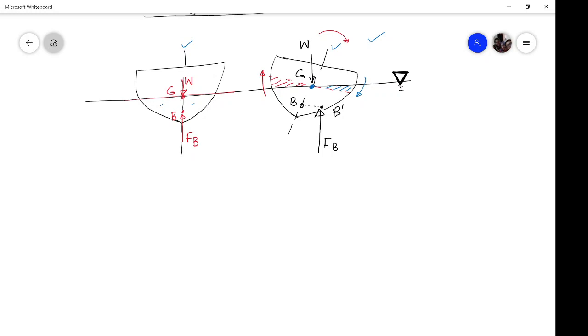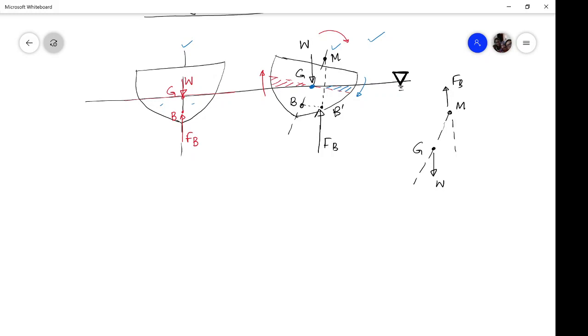Previously and now, if you look very closely, if I extend this line, and the point at which this line intersects the line of symmetry, if I draw this line here for your understanding, this is G from where W is acting, and this, let us call it M. This is M from where the buoyancy force is now passing.